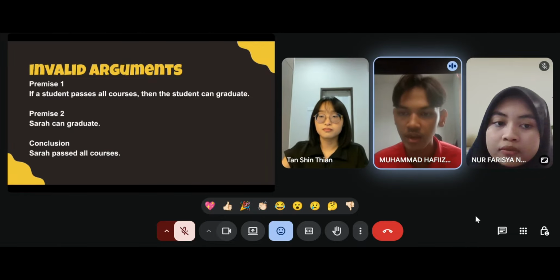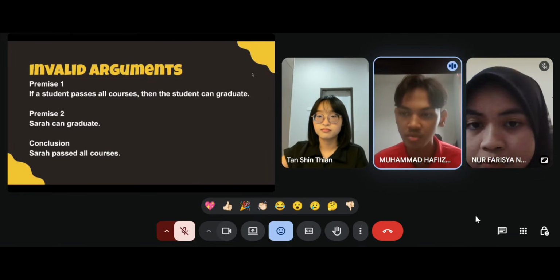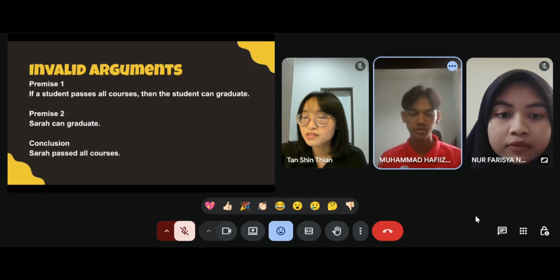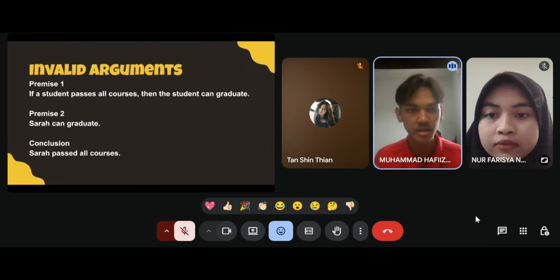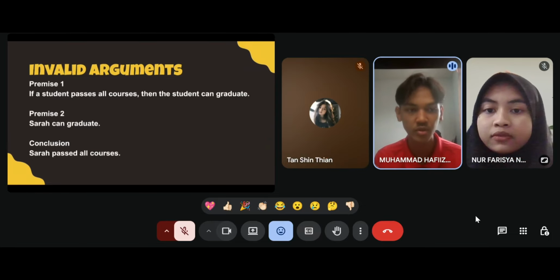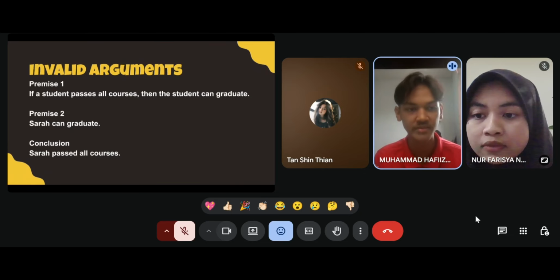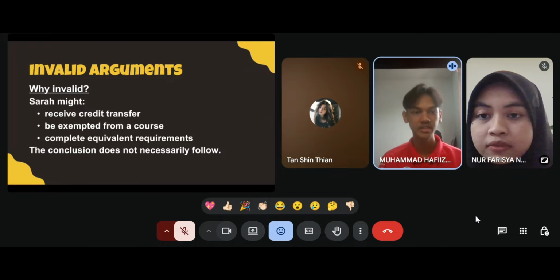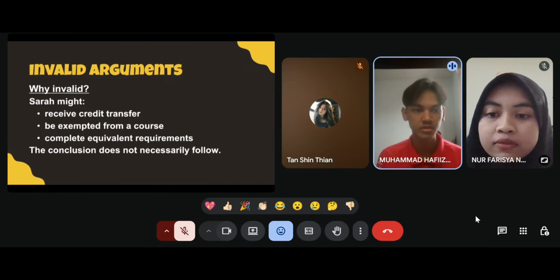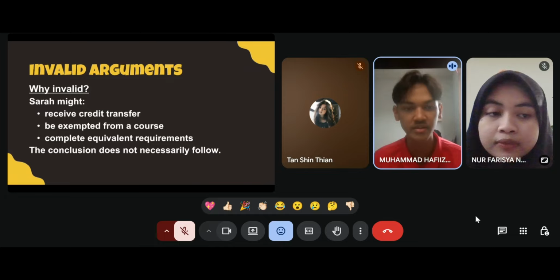So now that we have looked at what makes an argument valid, let's analyze this specific scenario. Premise 1: if a student passes all courses, then the student can graduate. Premise 2: Sarah can graduate. And the conclusion is Sarah passed all courses. Why is this argument invalid? Sarah might receive a credit transfer, be exempted from a course, and complete the equivalent requirements. So the conclusion does not necessarily follow.